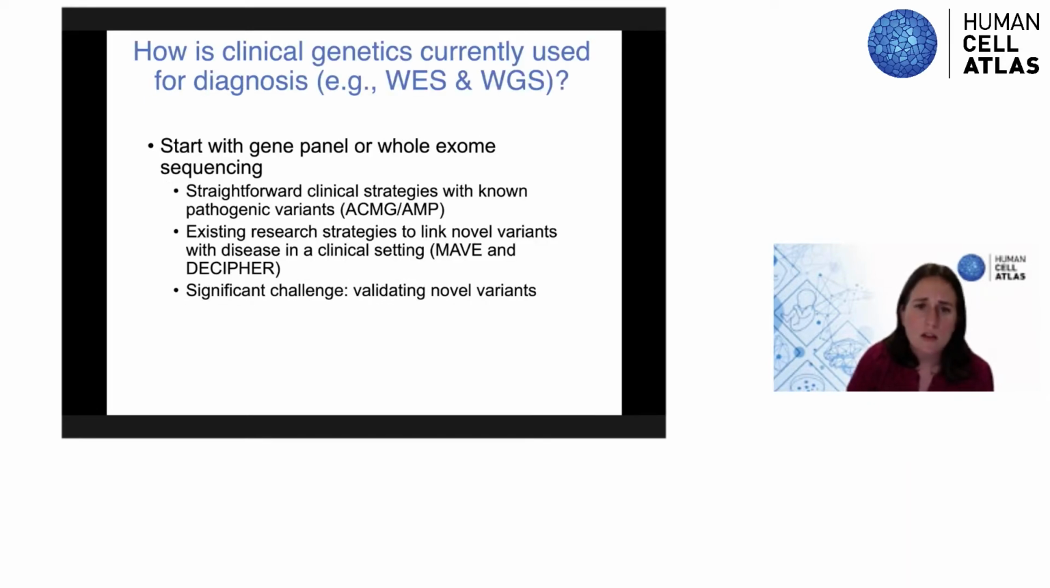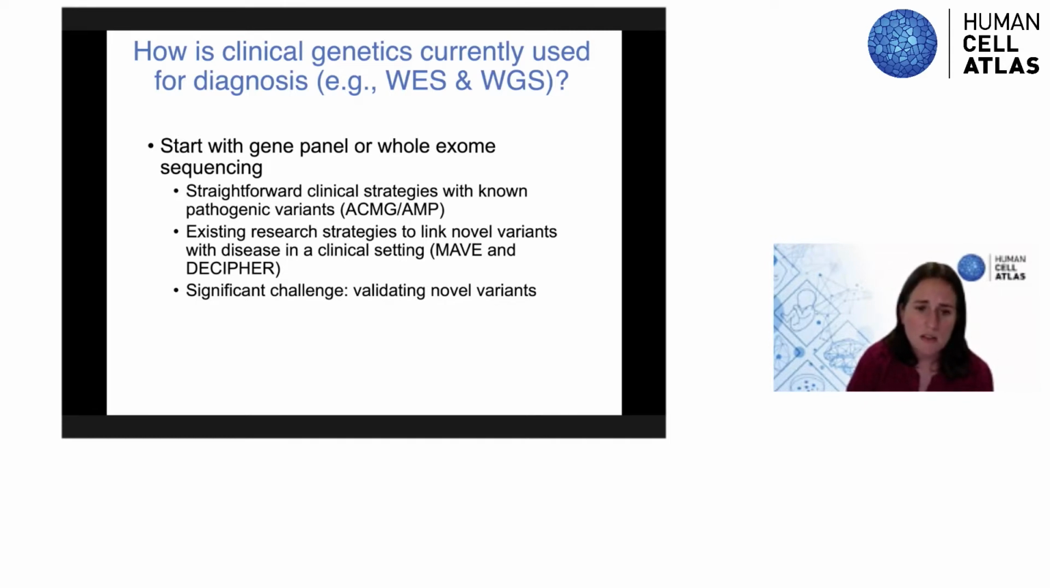So currently what is done in clinical genetics is either starting with a gene panel or whole exome sequencing. If a variant is identified in a patient that aligns with a phenotype, and this is something that's in a gene that's been published with a variant that's been found before, it's quite straightforward to move forward working with that data. There are also existing research strategies to take novel variants in known disease genes, or novel genes with inherently novel variants in a disease setting, to think through whether there are connections, and working with settings like MAVE and Decipher can really help build those connections and ask those questions.